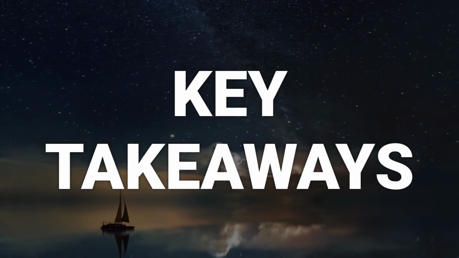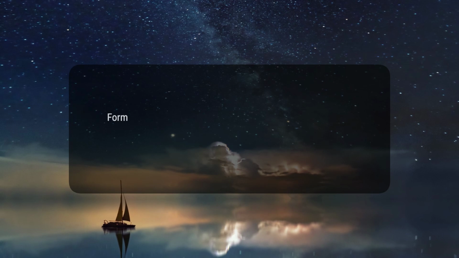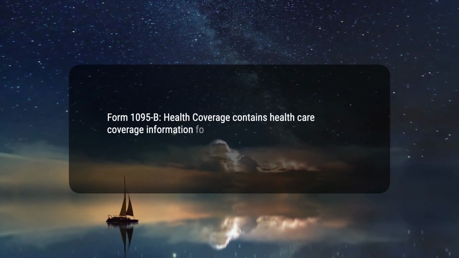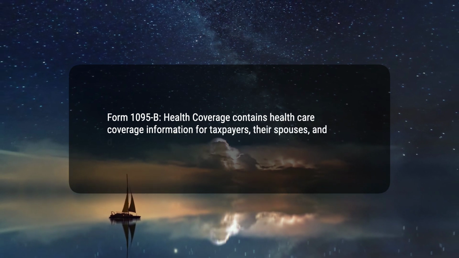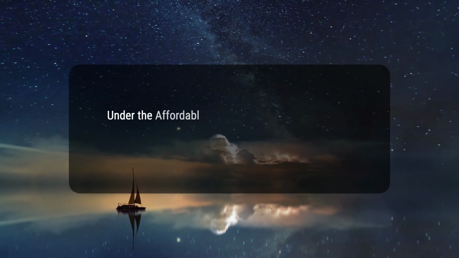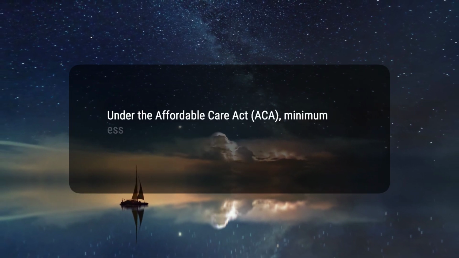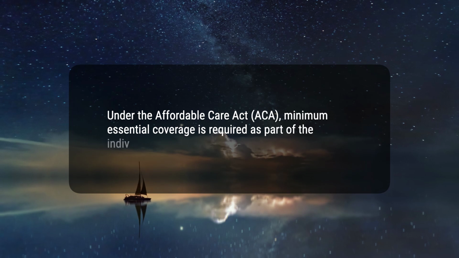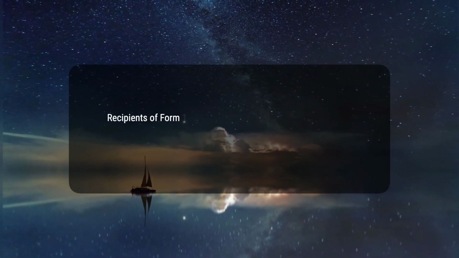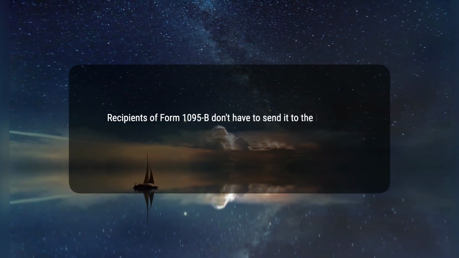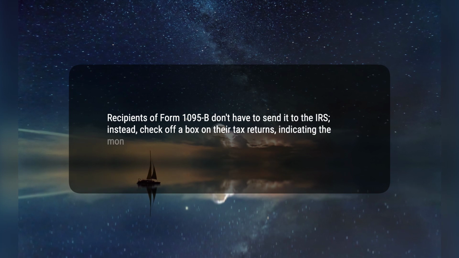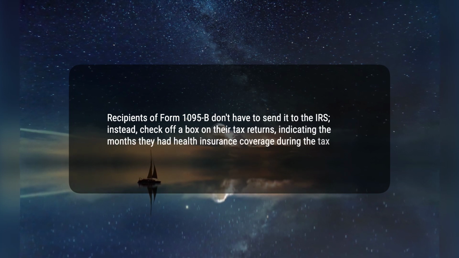Here are 3 key takeaways. 1. Form 1095-B, Health Coverage contains healthcare coverage information for taxpayers, their spouses, and dependents if enrolled through an insurance provider. 2. Under the Affordable Care Act, ACA, minimum essential coverage is required as part of the individual mandate for health insurance. 3. Recipients of Form 1095-B don't have to send it to the IRS, instead, check off a box on their tax returns, indicating the months they had health insurance coverage during the tax year.